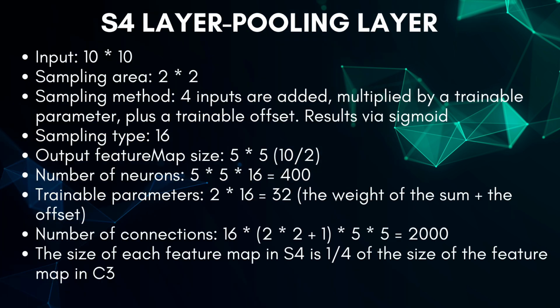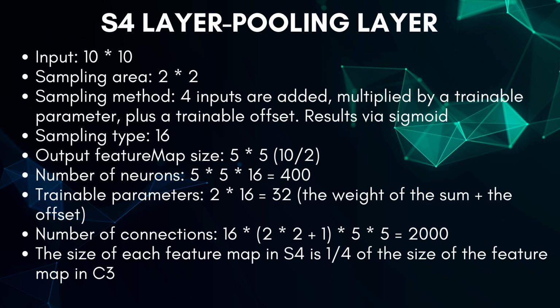We are going to explore the S4 layer of the LeNet 5 architecture, which serves as a pooling layer for downsampling. Let's break down how this layer works and what it contributes to the network. The input to the S4 layer consists of 16 feature maps, each sized 10 times 10 pixels. This layer continues the downsampling process using a 2 times 2 sampling area.